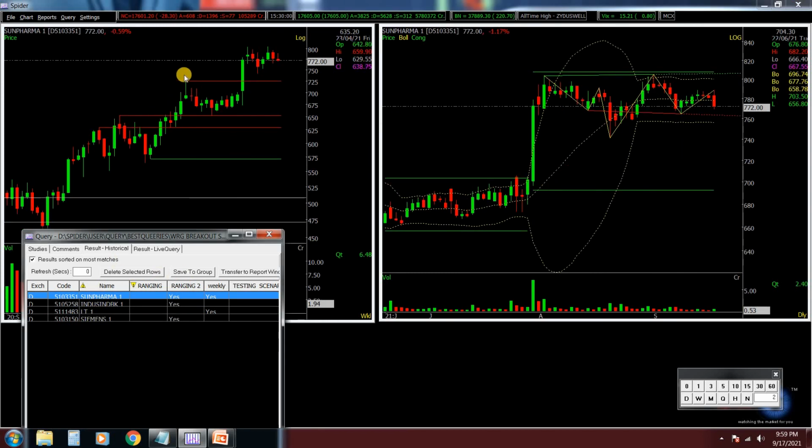Sun Pharma, 9th September closing was 776. On 13th September the closing was 781. It has been above its previous 3 days high in this market. So a trader can build a position in this market, but if the stock does not perform for the next 3 days, he can come out with a small stop loss.